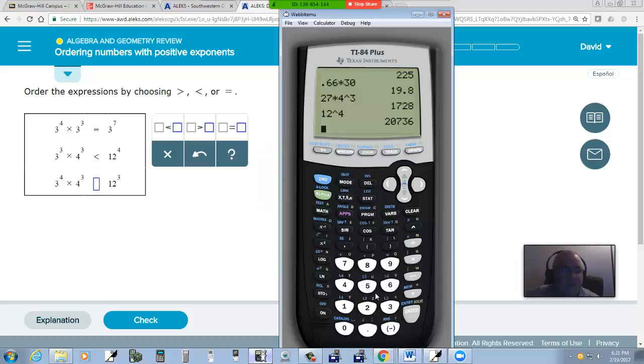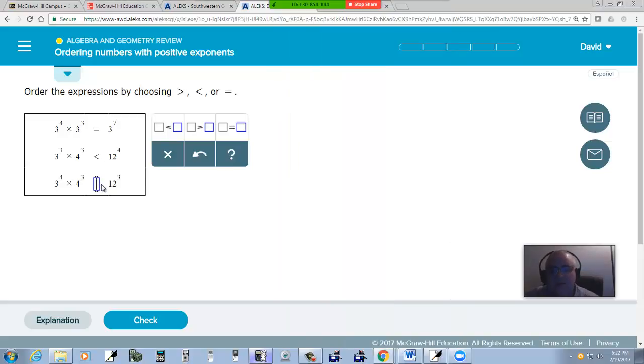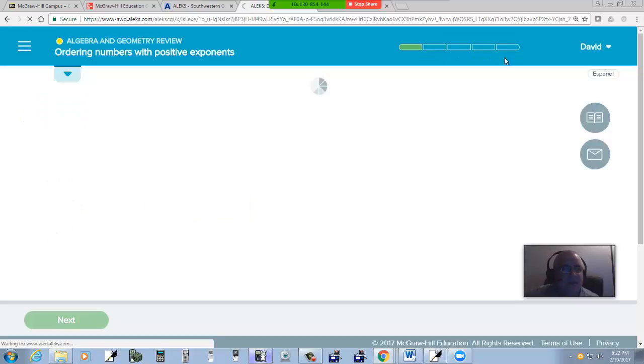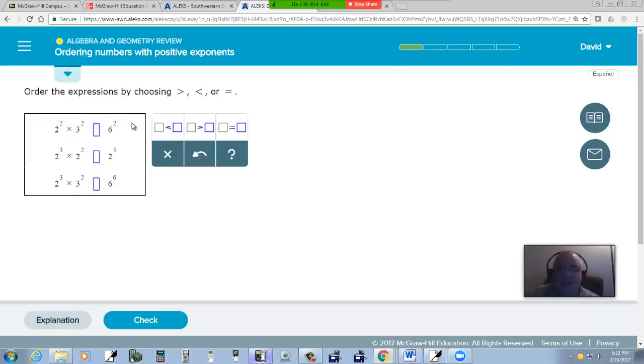And 3 to the 4th, 81 times 4 to the 3rd. And then 12 to the 3rd. Okay, so this is going to be greater than. And then you click check. And then you see it's correct, and then you go to next, and you'll see that marked is correct there, and you go on to the next ones.